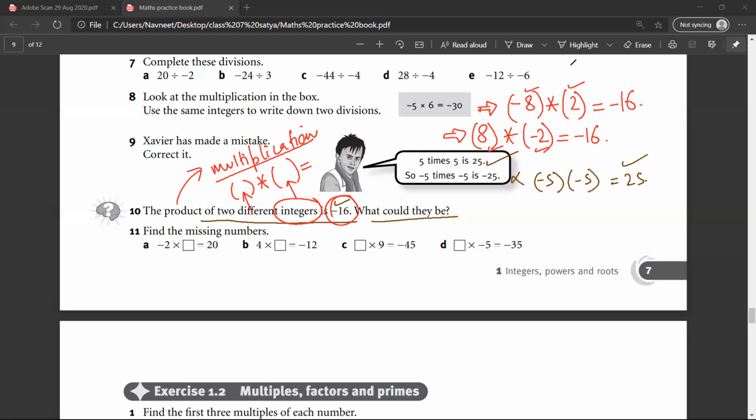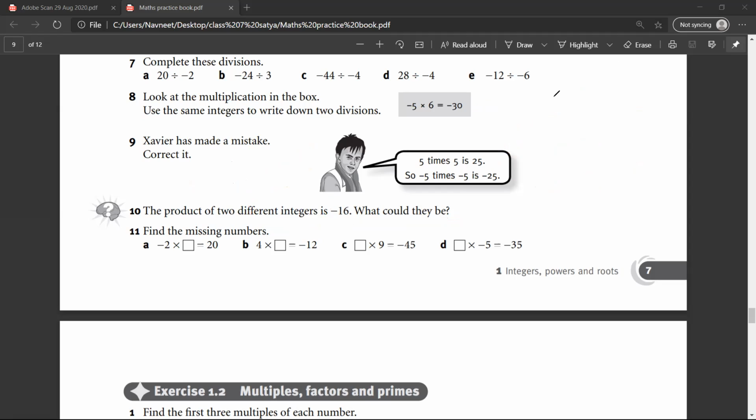Yes. If you had written 2 into minus 8, then basically they are the same integers. So this is not allowed. But minus 8 and 8, 2 and minus 2, they are separate integers. So of course this is allowed. Can you make any other combination?